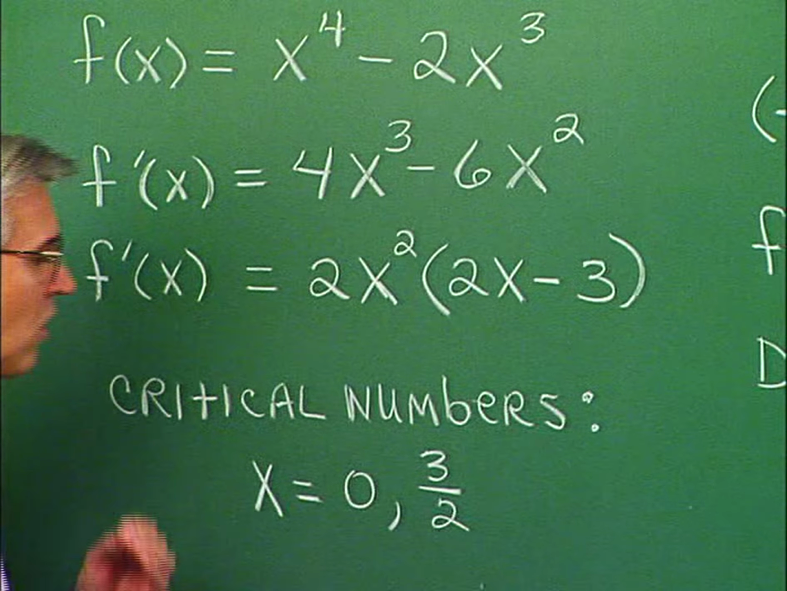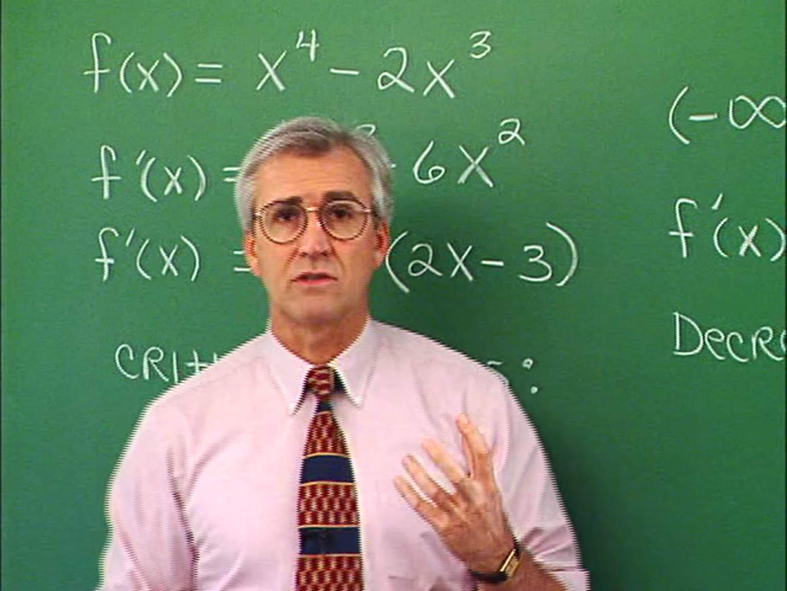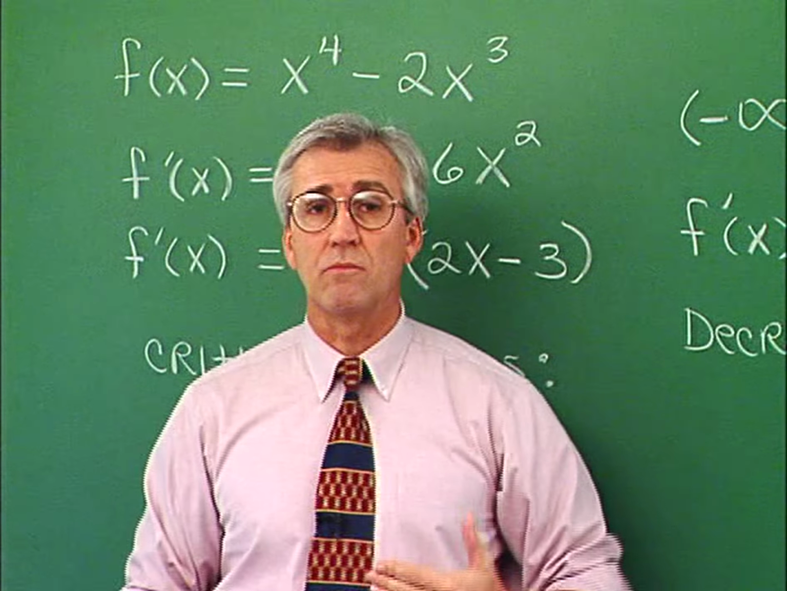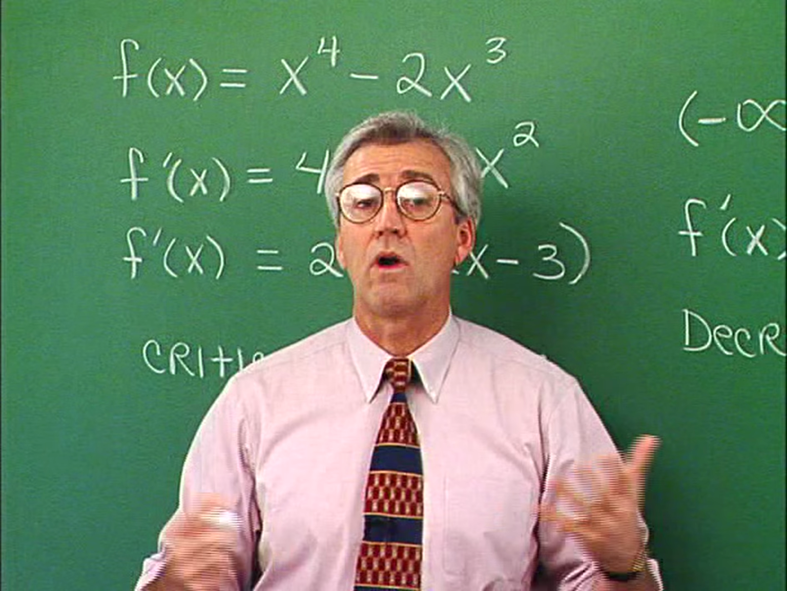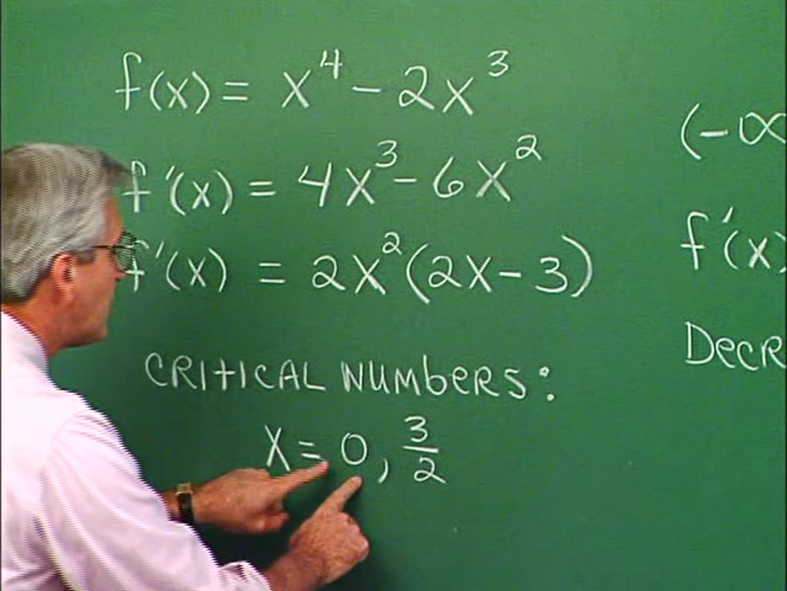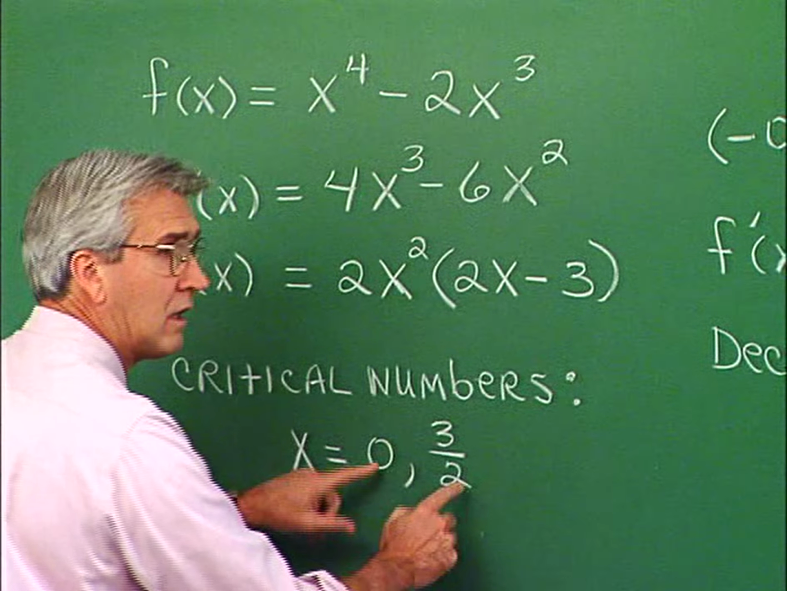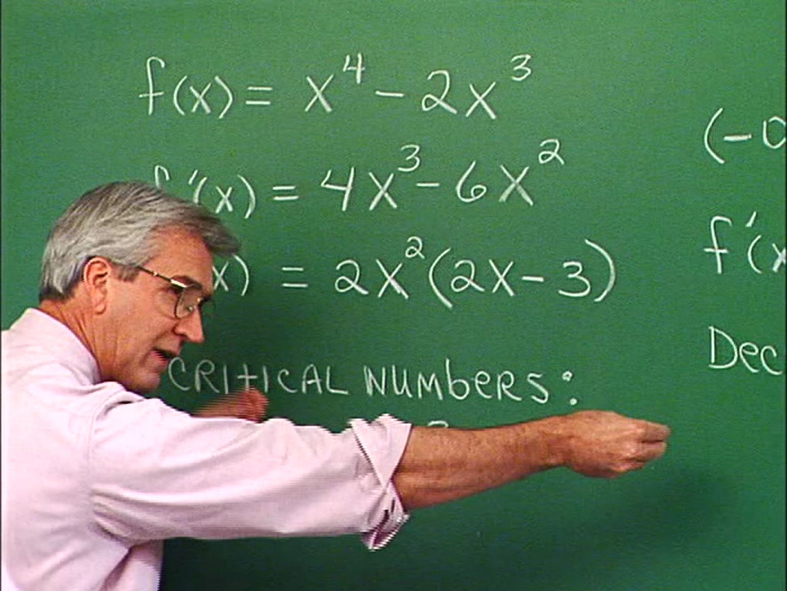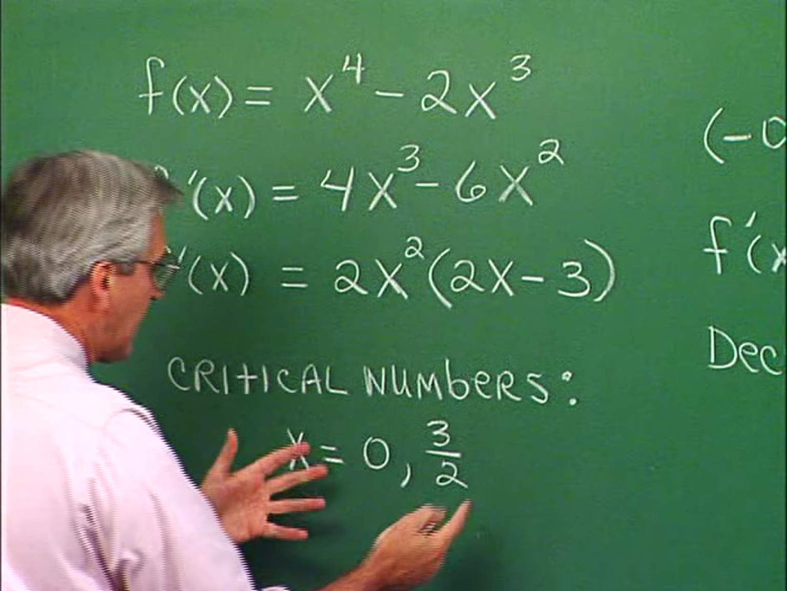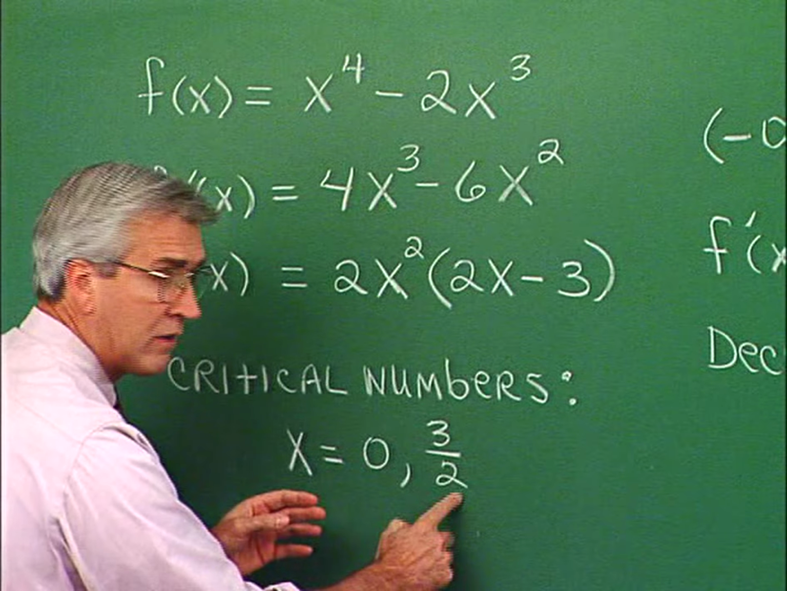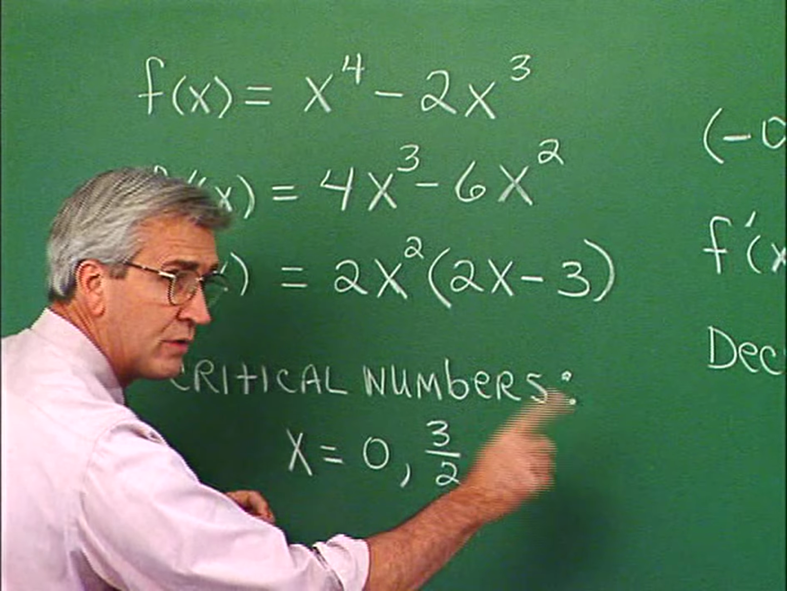These now are candidates as points where we may have a relative maximum or minimum point. We want to know whether we do or not, and whether it's a maximum or a minimum. All right, here's how we tell. These two points are subdividing our x-axis into intervals: the interval from -infinity to 0, the interval between these two, and the interval from 3 over 2 to infinity.